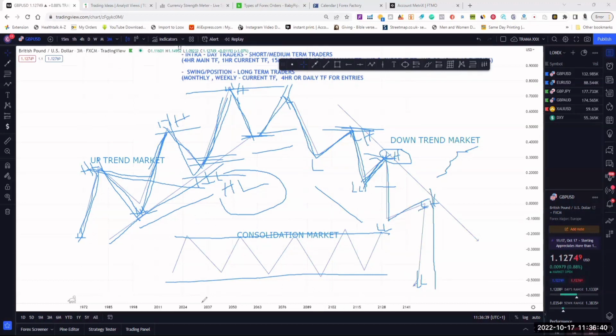But in this kind of consolidation market, you don't have the opportunity, except you have experience in the market. You can trade support and resistance. You buy the support, you sell the resistance. So your target is always either the support or the resistance.